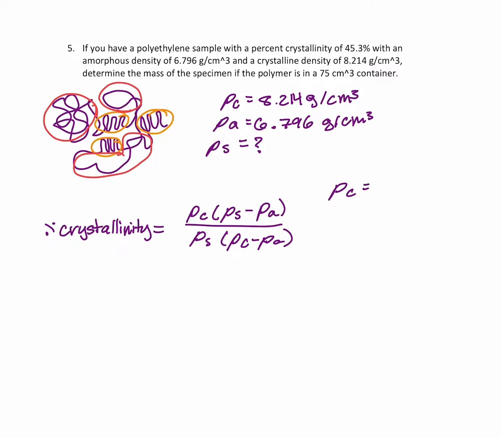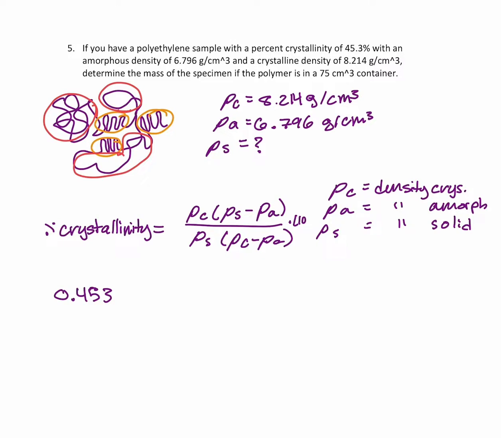Again, this is going to be density crystalline, density of amorphous, and we have density of solid. So we can go ahead and use these values and plug in what we know. It gives us the percent crystallinity of the sample. So we have that as 45.3%, so 0.453. This is technically times 100 to get that percentage. Forgot to note that.